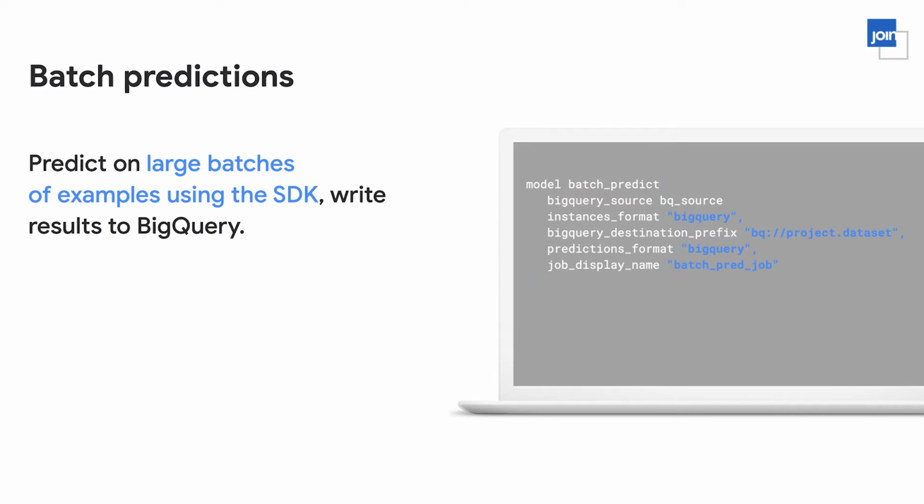This is key because in Looker, we connect directly to BigQuery. So if the results of our batch prediction are already exported to BigQuery, we can start analyzing them inside of Looker. So now let's see a demo of Vertex AI in action.